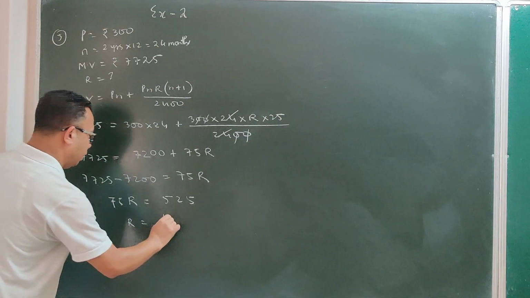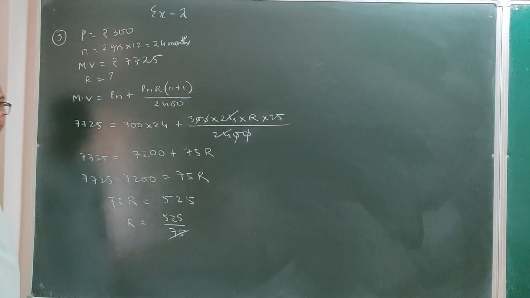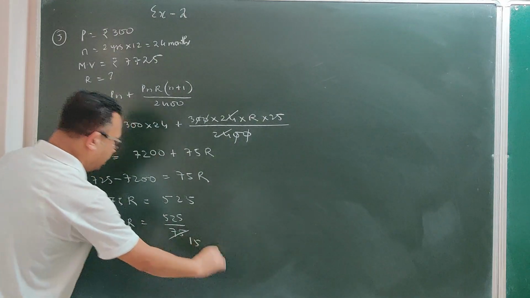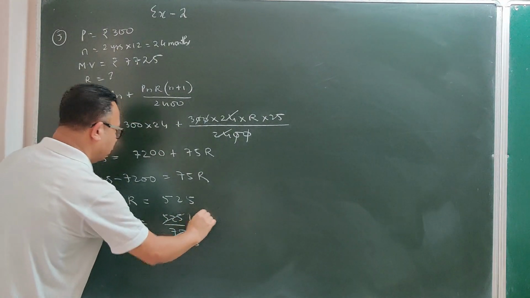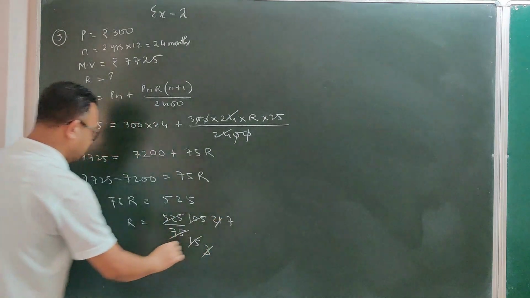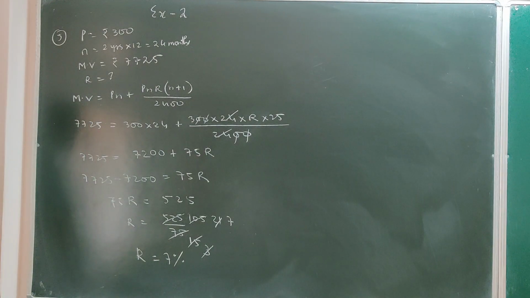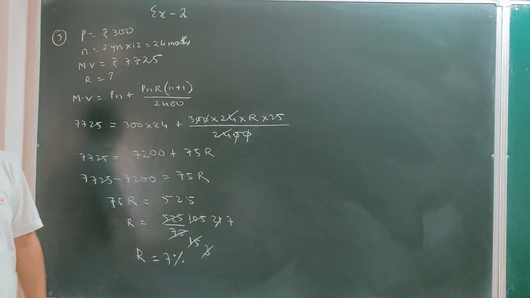So rate is equal to 525 divided by 75. Let's cancel now. 5 goes into this 3 times, 5 goes into this 21 times, and 3 cancels, giving 7. So there you are, rate is 7%. Simple and easy, this is how you calculate the rate of interest. I calculated maturity value for the first question, then rate for question number 5. Now let's go to the calculation of two more things: principal and time.